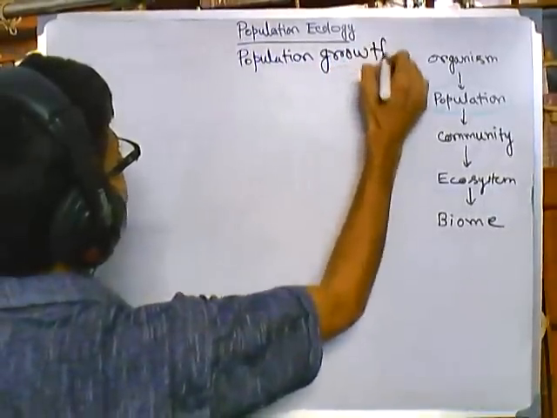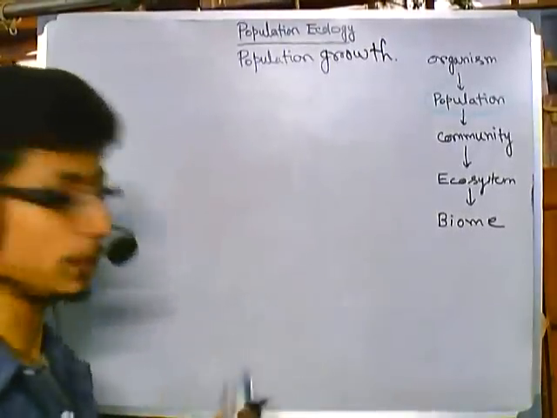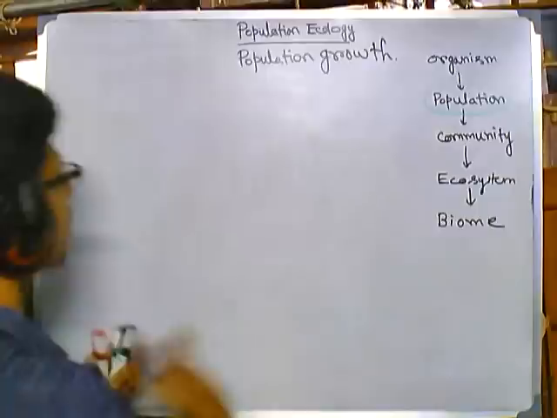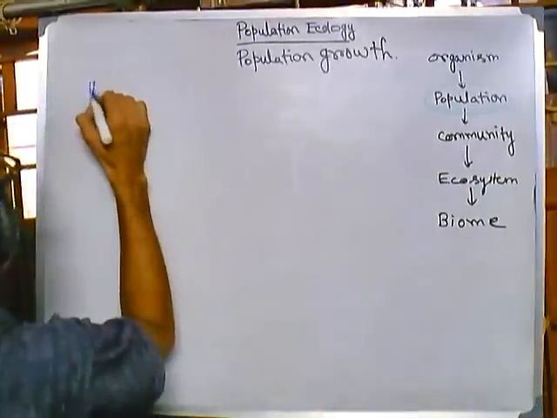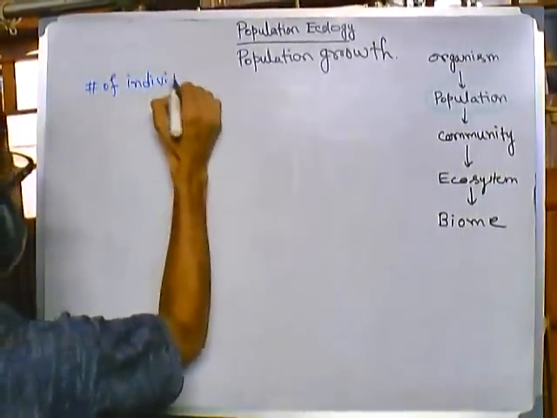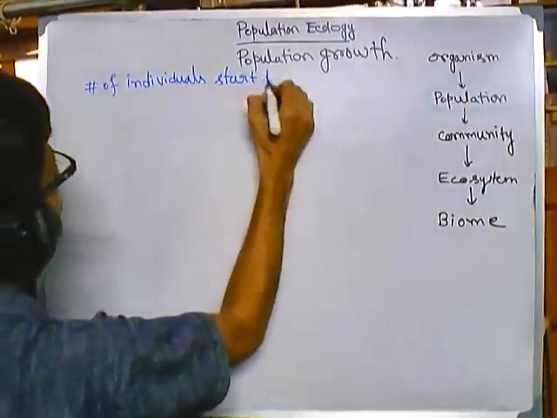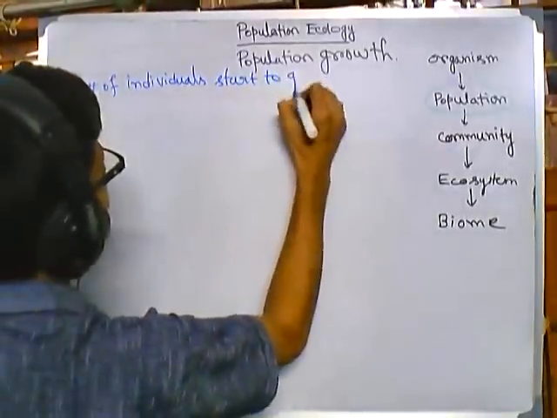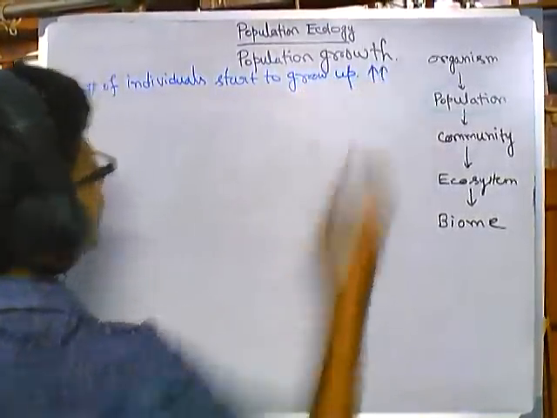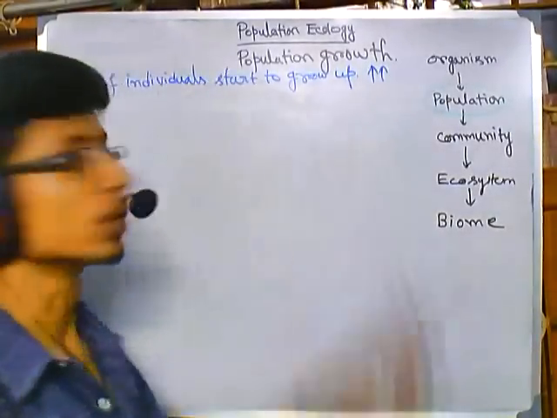Now, what do we mean by population growth? Population growth means the number of individuals in the population start to rise. So it simply means the number of individuals start to grow up or rise, right? Number of individuals start to rise. It is called the population growth.